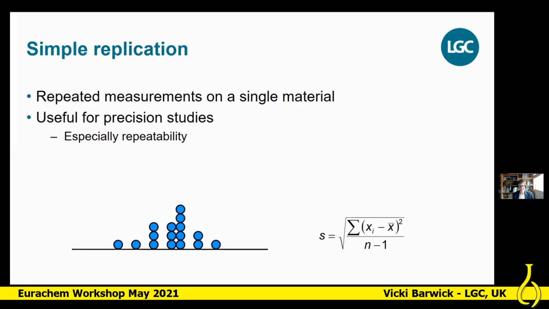This is a fairly common approach in validation for precision studies in particular, and especially if we're trying to evaluate repeatability. Just as a reminder, repeatability is when we're making measurements over a short time frame in the same lab by the same analyst using the same equipment. So this kind of study lends itself very well to repeatability estimation, because we can make our measurements within the analytical run and calculate the standard deviation to give us our estimate of the repeatability precision.